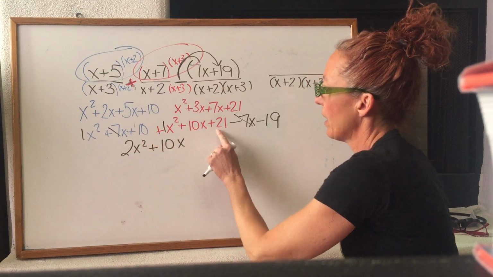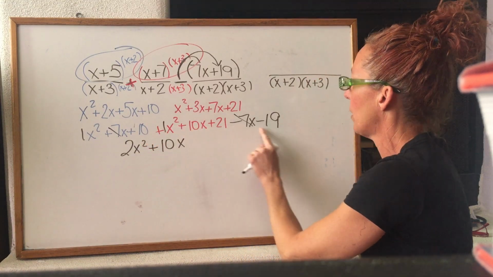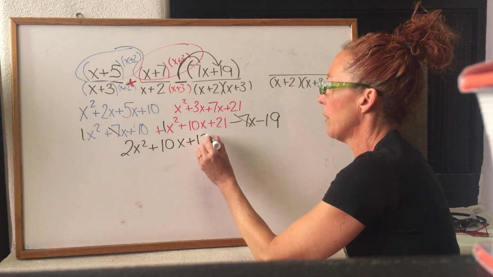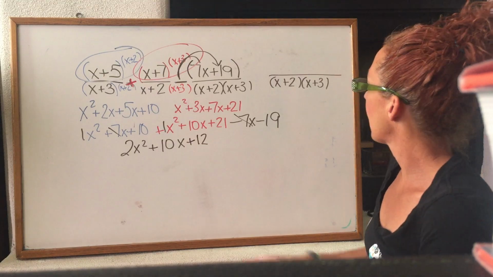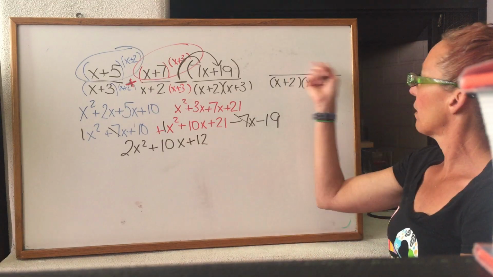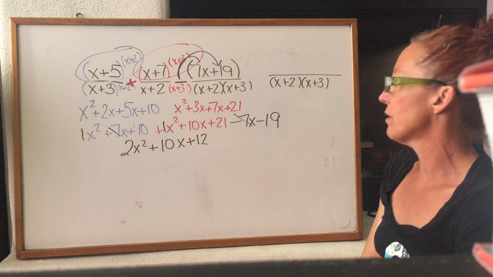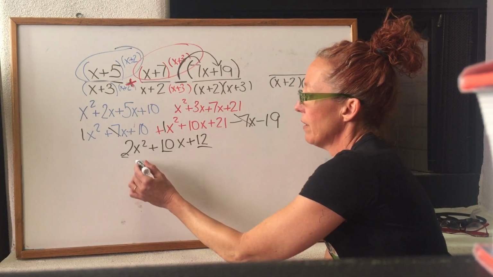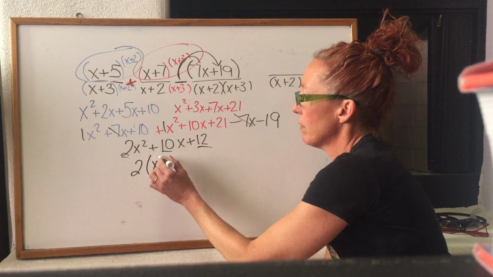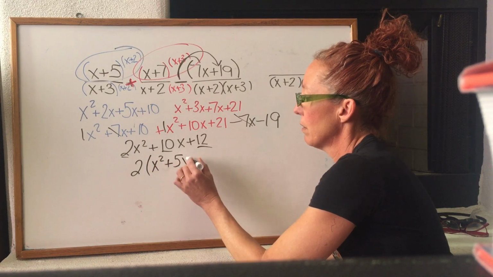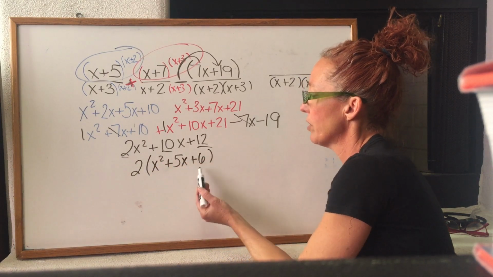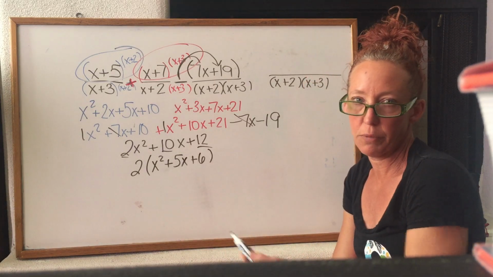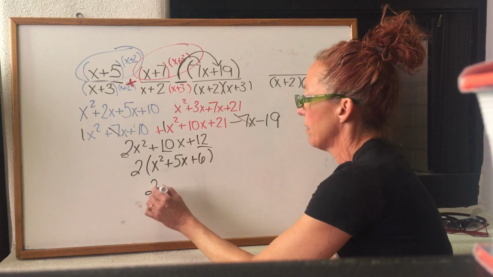I have a 10 and 21 make 31. Take away 19 makes a positive 12. And then I got to factor that to make sure that when I put it up here, everything's factored in case there's common factors. Notice all of these are even, so pull that 2 out. Two numbers that multiply to 6 that add up to 5. In this case, we are going to use that 2 and 3 because everything is positive.